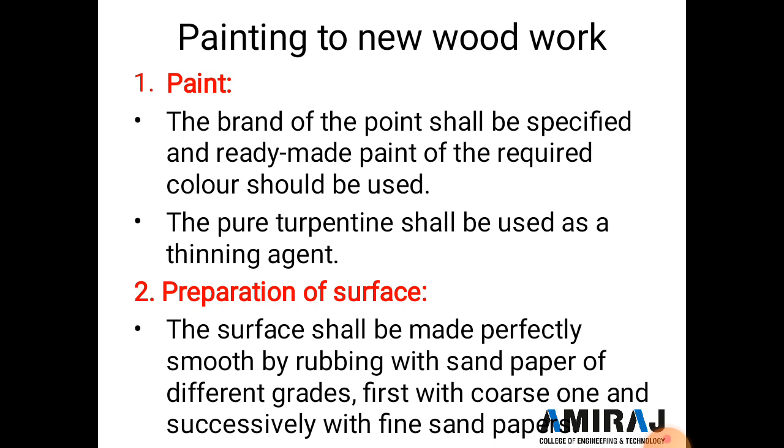Now the next topic we start is paint to new wooden work. Here we discuss the paint. The brand of the paint shall be specified, and ready-made paint of required colors should be used, and pure turpentine shall be used as a thinning agent. And second is the preparation of the surface. The surface shall be made perfectly smooth by rubbing with sandpaper of different grades, first with a coarse one, and successively with a fine sandpaper.